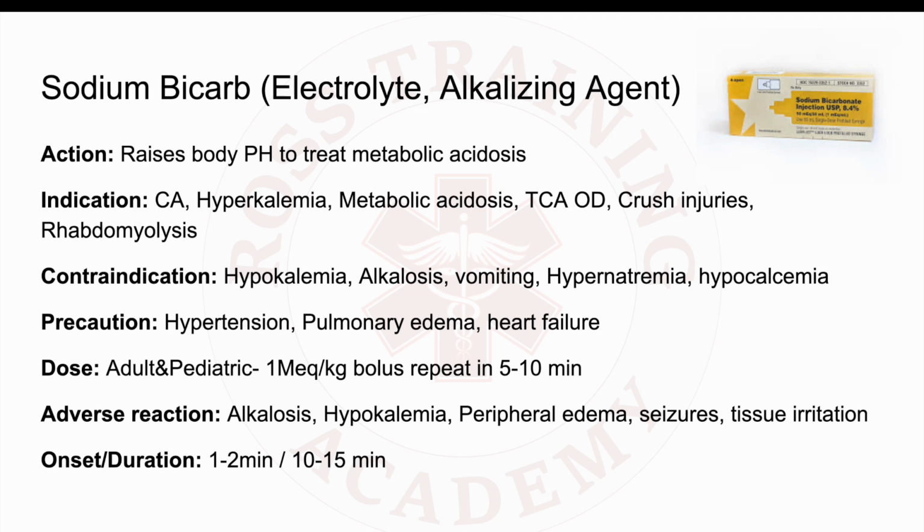Some contraindications are going to be hypokalemia, alkalosis, vomiting, hypernatremia, and then hypocalcemia. Some precautions: hypertension, pulmonary edema, and then heart failure. The dose for an adult and a pediatric is going to be 1 milliequivalent per kilogram bolus, and then you could repeat that in 5 to 10 minutes. Adverse reactions: alkalosis, hypokalemia, peripheral edema, seizures, tissue irritation, and then you have an onset of 1 to 2 minutes and a duration of 10 to 15 minutes.